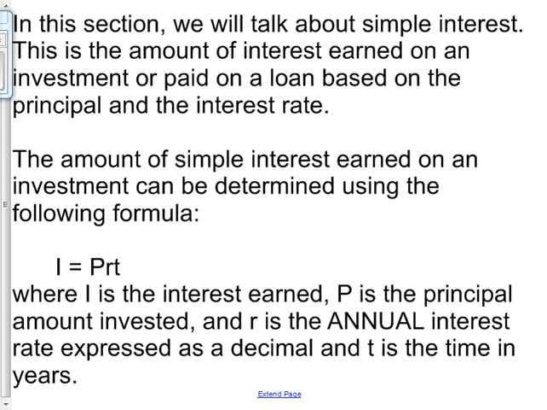This is the amount of interest earned on an investment or paid on a loan based on the principal and the interest rate. The amount of simple interest earned on an investment can be determined using the following formula. I equals PRT, where I is the interest earned, P is the principal amount invested, R is the annual interest rate expressed as a decimal, and T is the time in years.